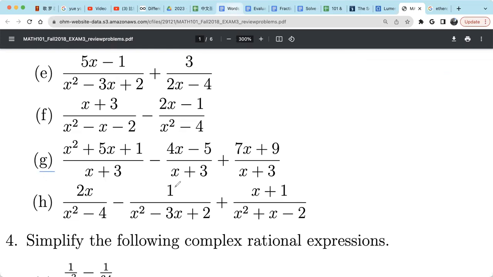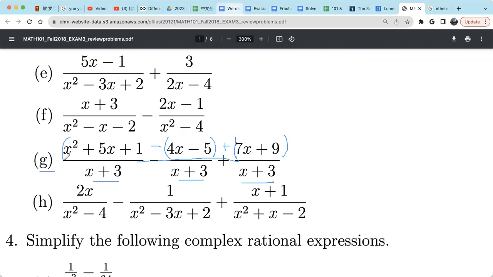G, same thing, right? But we have three terms. Oh, x plus 3, x plus 3, x plus 3. Common denominators already. So just do this like this. Minus this numerator. Plus this numerator.